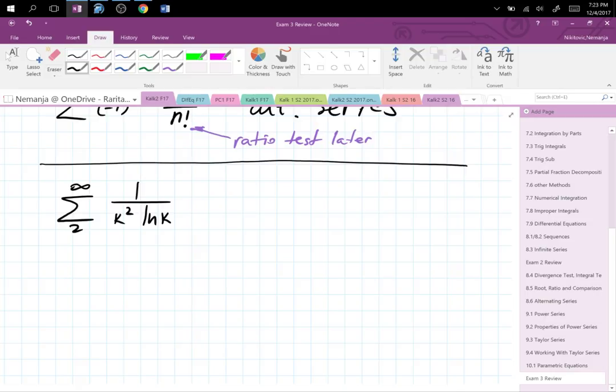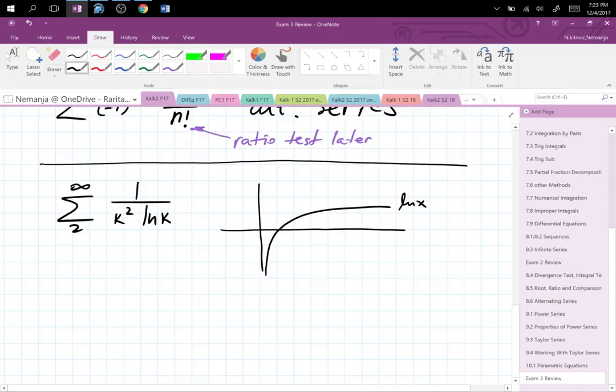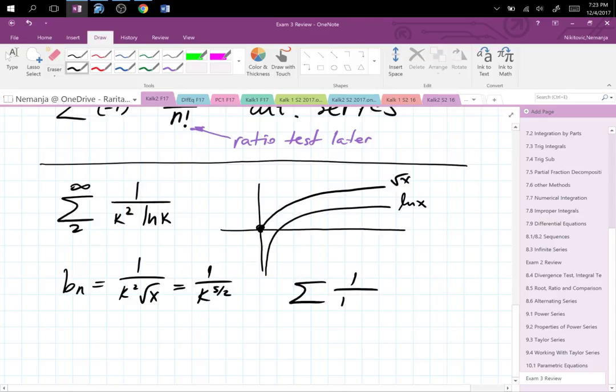What do we compare this to? And sometimes knowing graphs and PreCalculus 2 helps a lot. We all know that ln x graphs this way, and we all know that the square root of x graphs this way. Aren't they kind of the same? So if I want to compare this to something, I better pick that b_n to be 1 over k squared times root k, which is 1 over k to the 5 halves. Summation of 1 over k to the 5 halves converges by the p-series.